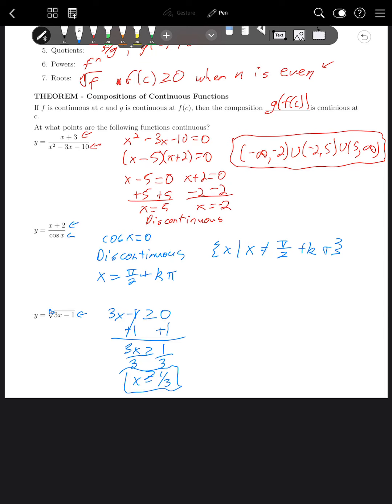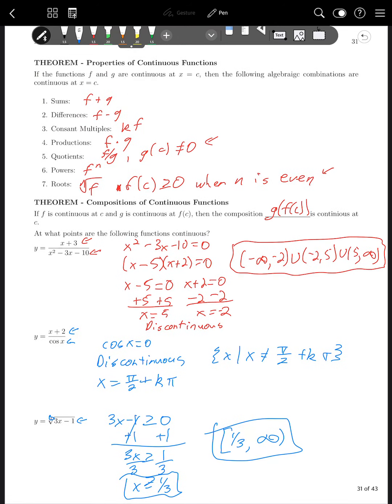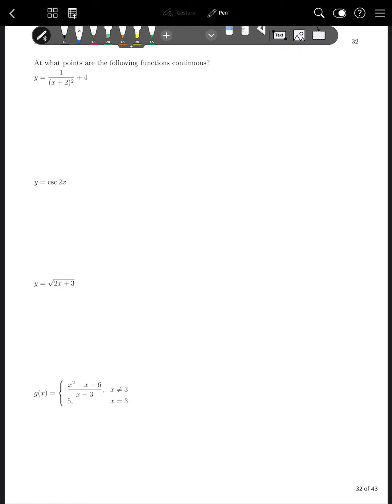Okay? And so we can write that in interval notation as 1/3 to infinity. Okay, and so that's the idea. So what I'd like you to do is go ahead and take a few moments, pause the video here, and see if you can figure out these problems. Okay, now that you've given these a try, let's go ahead and go through them together.